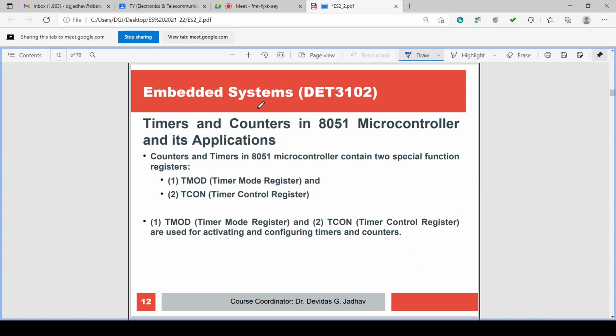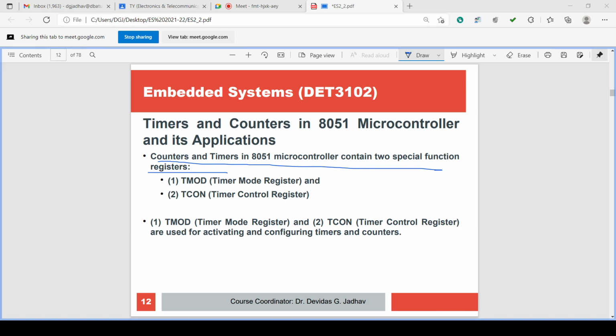Timer and counter in 8051 and its application. The counter and timer in the 8051 microcontroller contain two special function registers. One is TMOD, another is TCON: the timer mode register and the timer control register.